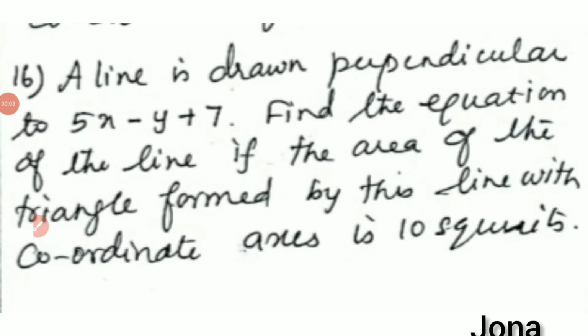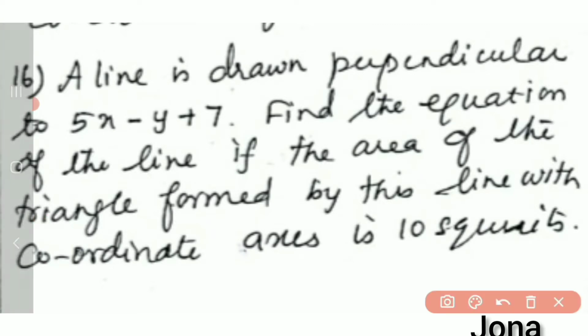16th problem. A line is drawn perpendicular to 5x minus y plus 7. Find the equation of the line if the area of the triangle formed by the line with the coordinate axes is 10 square units. Here a line is drawn perpendicular to 5x minus y plus 7.